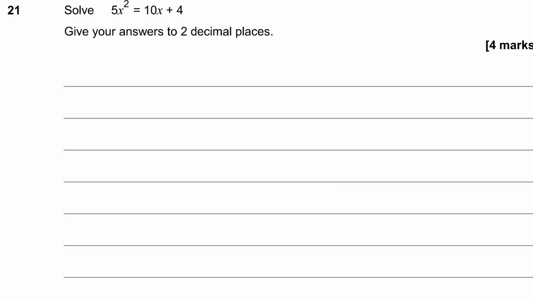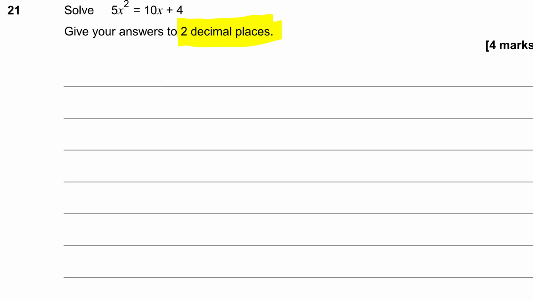Right, question 21. Solve 5x squared equals 10x plus 4. So I've got a quadratic equation. Now I'm told to give my answer to 2 decimal places, so this is immediately telling me that this is going to be use of formula rather than factorizing.